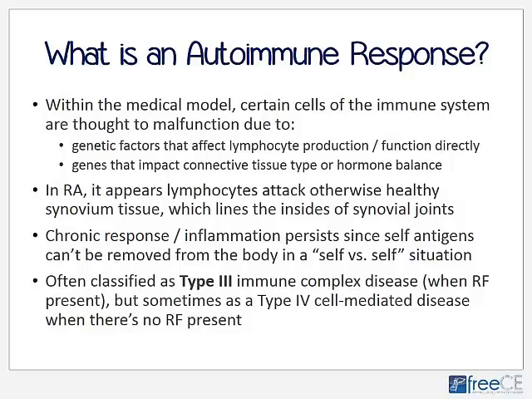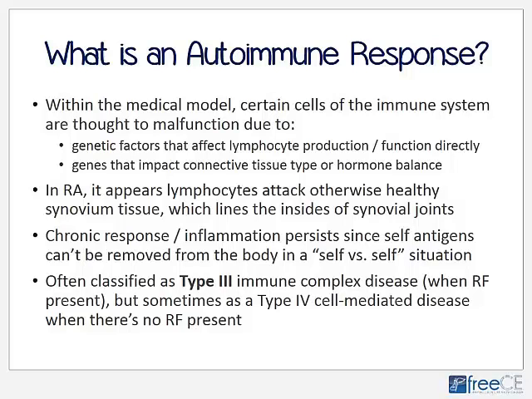effects. Now in RA, it appears, and I do say it appears, that lymphocytes attack otherwise healthy synovium tissue. And of course, this tissue lines the insides of synovial joints, the typical ball and socket type of joints that make up our knuckles and hip joints and lots of spinal joints, these sorts of things. So RA is basically viewed as an autoimmune self versus self condition. But the issue is self-antigens can't be removed from the body. So chronic response and inflammation persists for long periods of time. Now, this is in the medical model, of course.